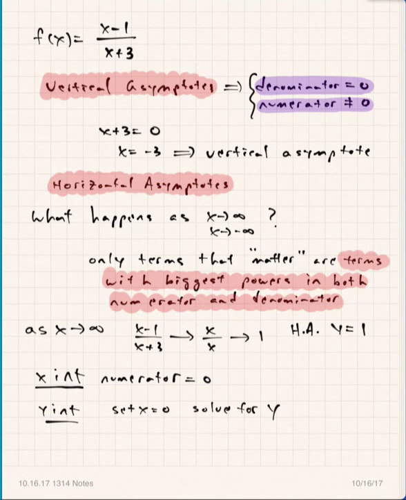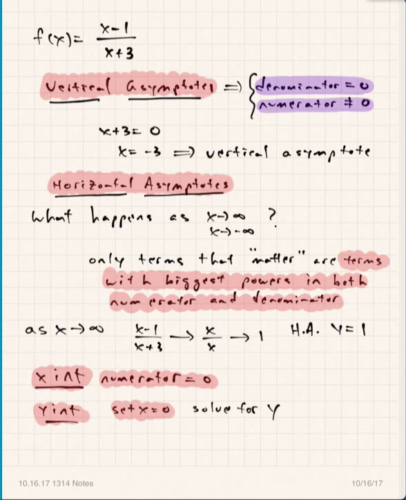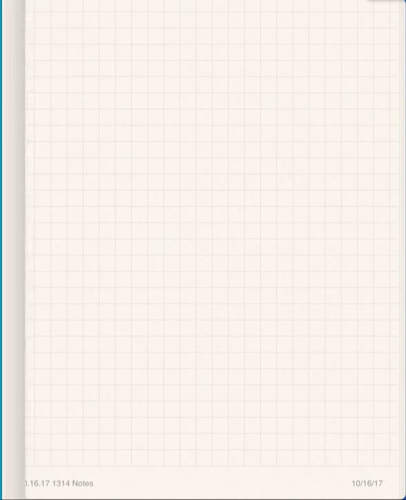All right, so for the x-intercept, let's highlight some things there. The x-intercept: you set the numerator equal to 0. The y-intercept: you set x equals 0 in the equation, and then you solve for y. All right, so that's how we find all the information that we want to look at for these functions: the vertical and horizontal asymptotes, the x-intercepts, and the y-intercepts. That's the stuff we're going to be most interested in for rational functions.